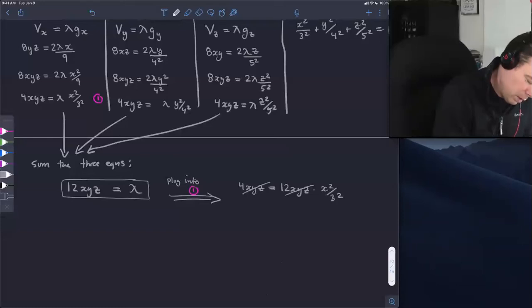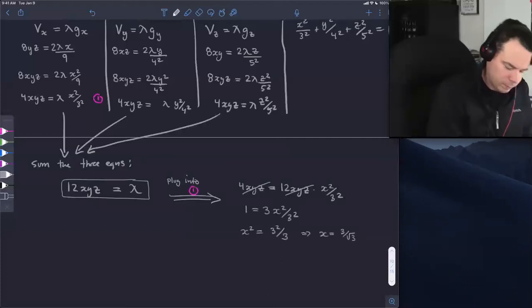Okay, so then this becomes, well, the 4 and the 12, they have a common factor of 4. So I get 1 is equal to 3x squared over 3 squared. Or in other words, x squared is equal to 3 squared over 3. Or in other words, x is equal to 3 over root 3. So there is my x value.